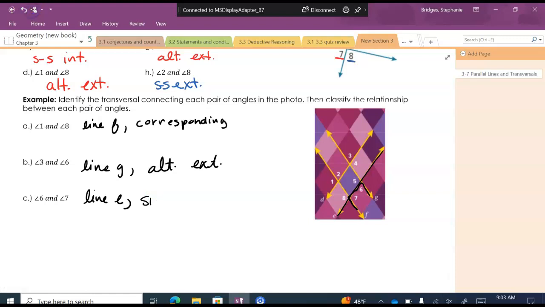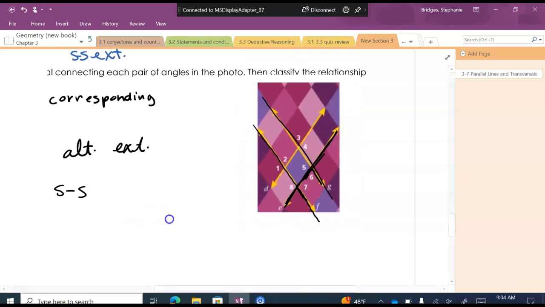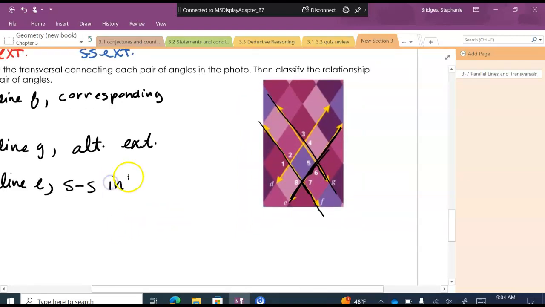Hold on, just a second. Let's blow our picture up. So if this is my transversal, then G and F are my other two lines. Are 6 and 7 in between G and F or on the outside? In between. So it would be same side interior.